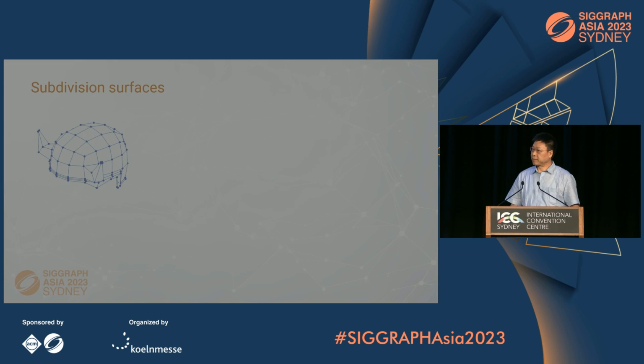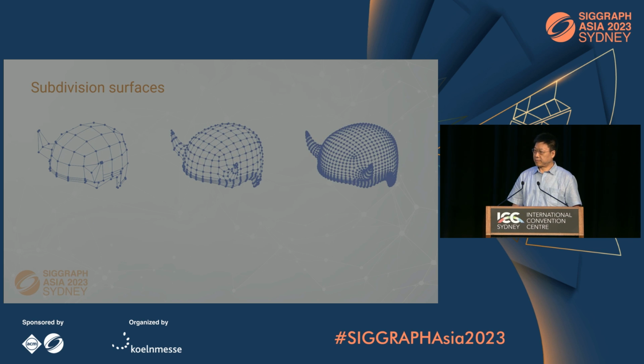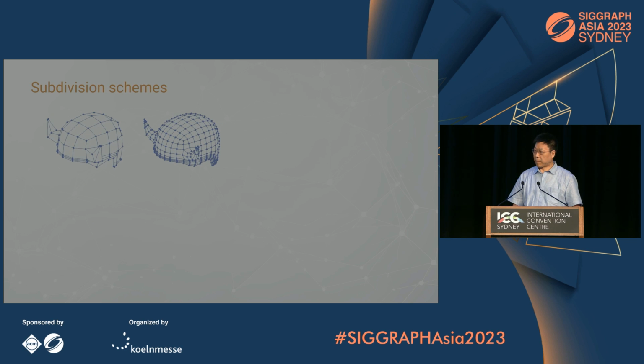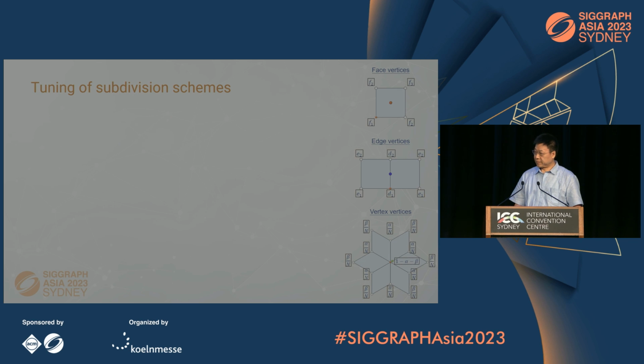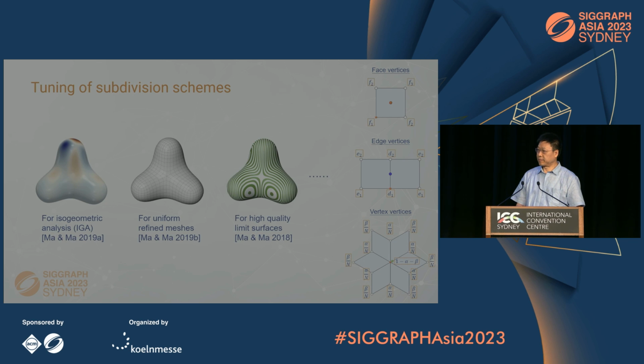A subdivision surface is produced by recursive refinement of an input mesh to get a series of refined meshes that converge to a smooth limit surface. The subdivision process defines 3 types of vertices in the refined mesh, each of which corresponds to a specific rule for vertex computation. These subdivision coefficients can be tuned for different target applications.